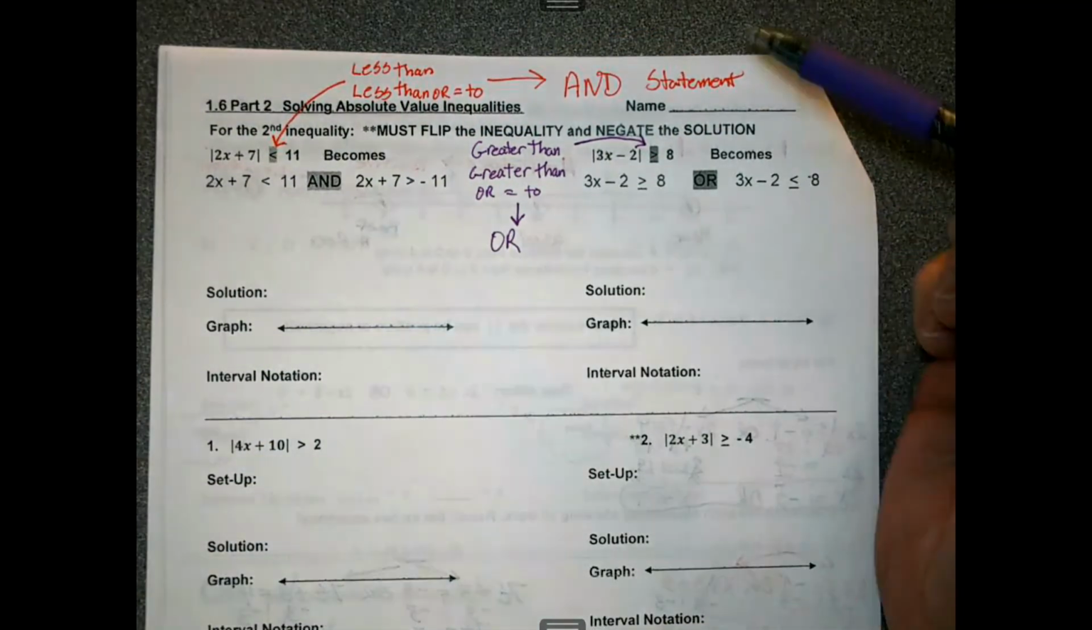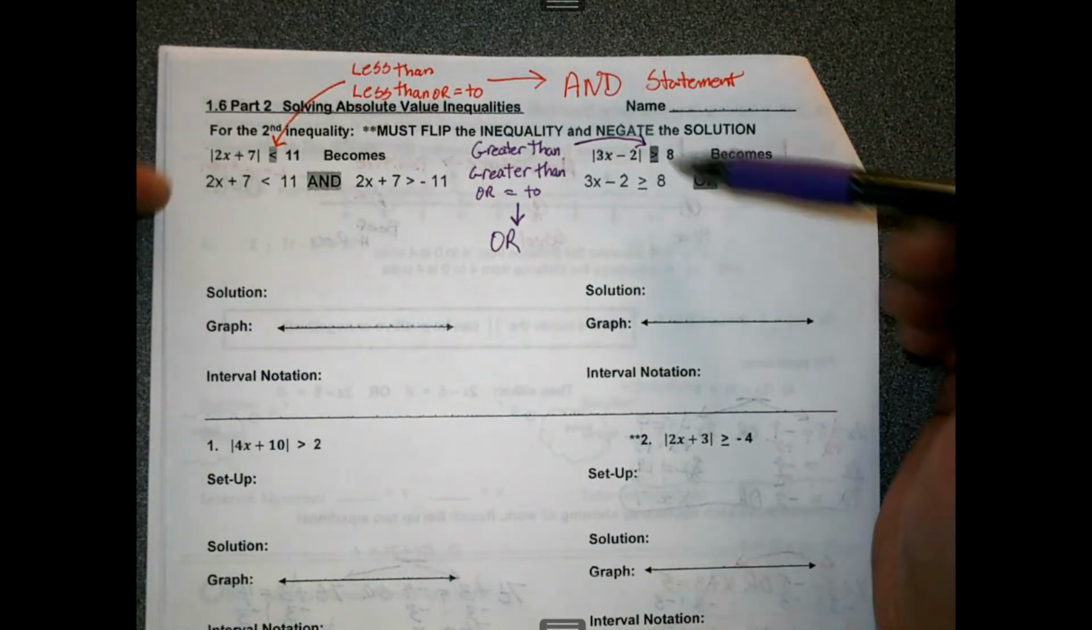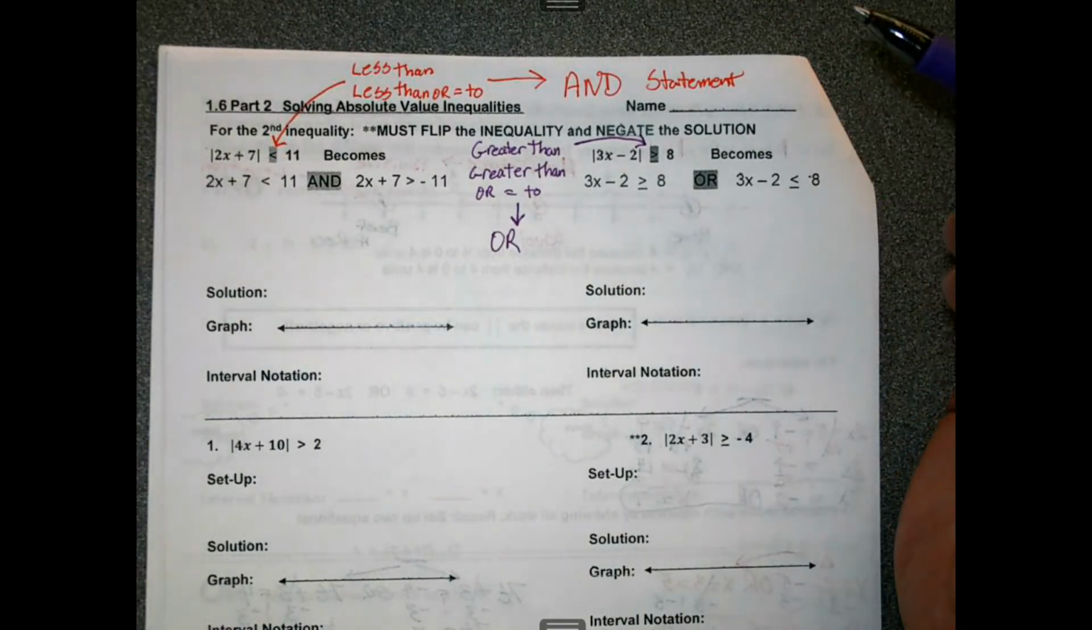Now, the example problems, they did that for us. They actually did the new stuff for us. So let's go ahead and solve these inequalities. It'd be good review from 1.5 part 2.